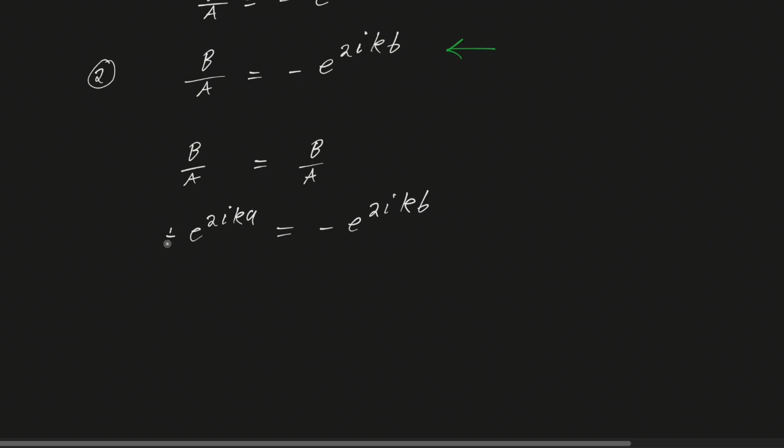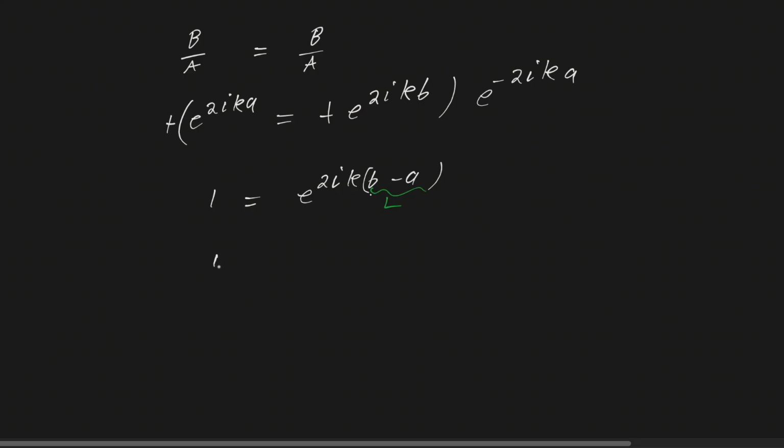The minus signs are redundant, so we can multiply both equations by an overall negative and by exponential minus 2ika. And what we get is that 1 must equal exponential 2ik times b minus a, which is otherwise known as L. And you have yourself 1 must equal exponential 2ik times L.